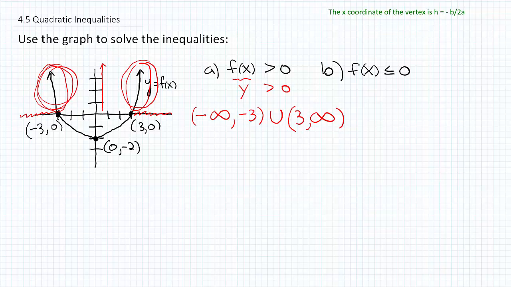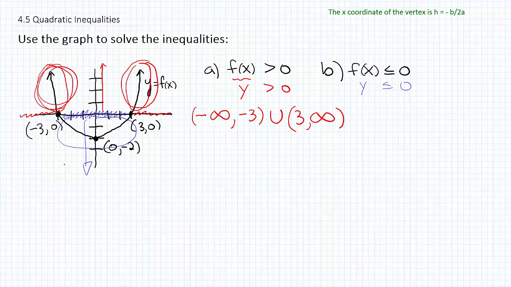Now, for part B, we're looking for areas where y is less than or equal to 0. Well, that's areas on the graph where we're below the x-axis, right? Because the y values here, below the x-axis, are the ones that are negative. So where is that occurring? Well, it looks like it's occurring along the x-axis here, all this area in between -3 and 3, because there is where the graph is below the x-axis.